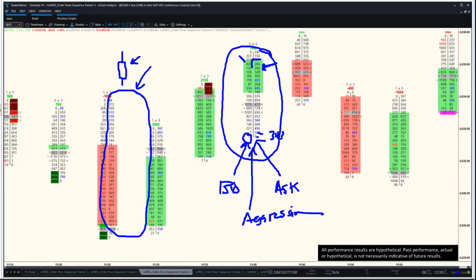Aggression. Because whoever hits the ask is being the aggressive buyer. So the right-hand side is aggressive buyers, and the other side is aggressive sellers, because who hits the bid? Somebody who wants to get out now. I need to sell now. I don't play around waiting for my order to get hit on the offer. I hit the bid. I am the aggressor.